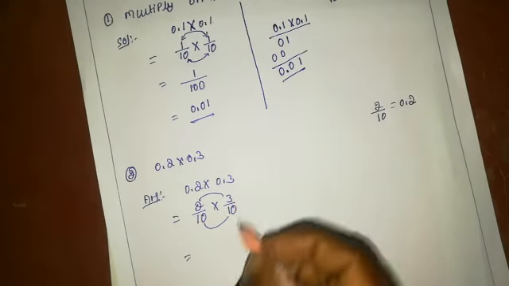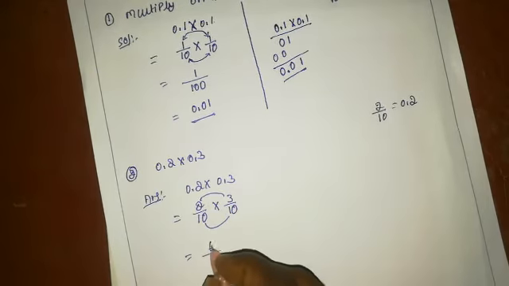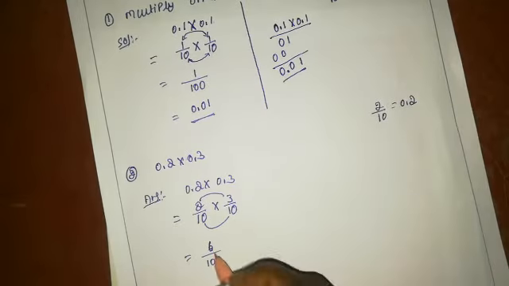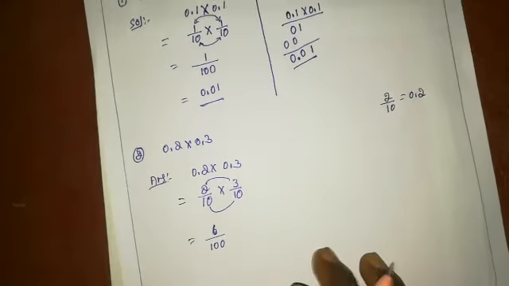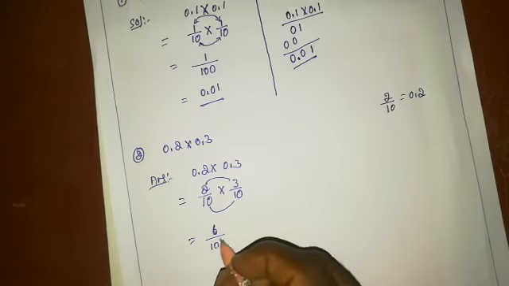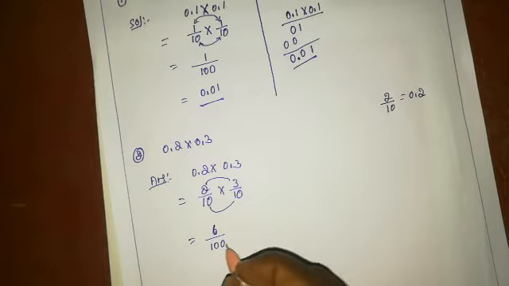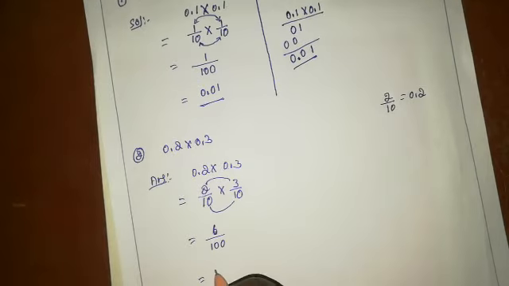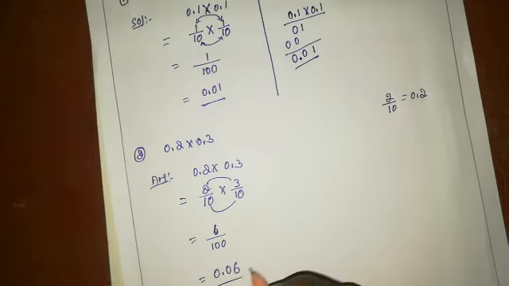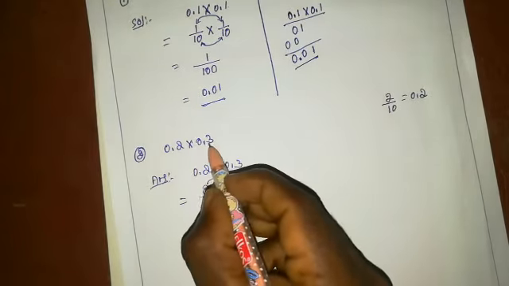2 3s are how much? 6, divided by 10 into 10, how much? 100. Now 6 by 100 is a fraction. We know how to convert a fraction into a decimal. Here the denominator has 2 zeros, so we put the point after 2 digits, that means 0.06. 0.06 is the product of 0.2 into 0.3.